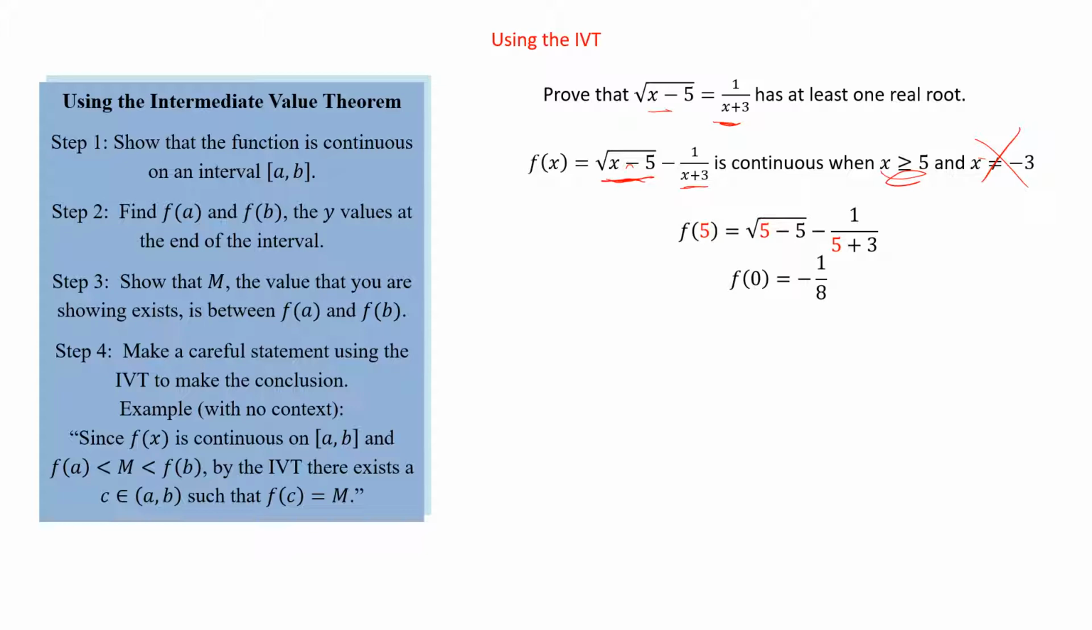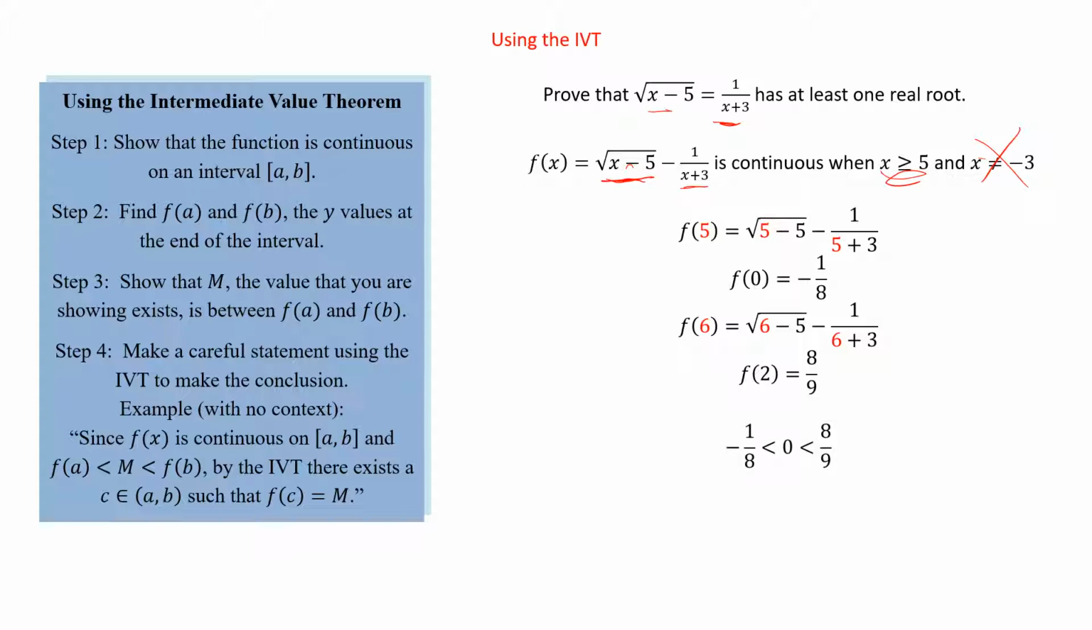Again, trial and error can take place in this kind of thing. In our case, we plug in 6. We get the square root of 6 minus 5, that's the square root of 1, which is 1, minus 1/9. That is going to be a positive number, 8/9 specifically. So we have a negative, we have a positive. We know that 0 is going to have to be in between them.